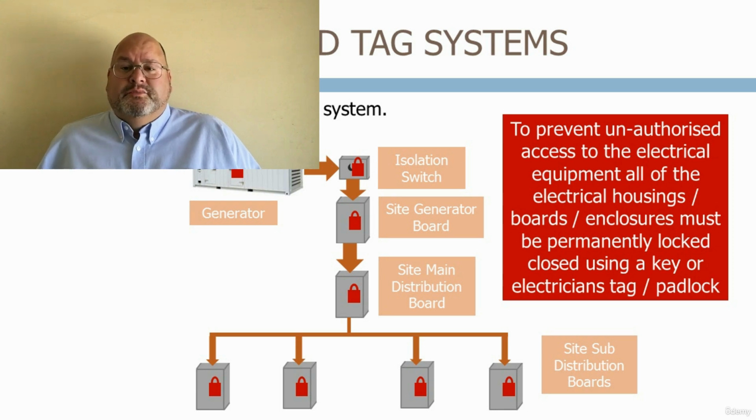The competent electrical person needs to take control of their electrical system and make sure that no one else can access any live terminals or equipment, make any modifications, or put themselves in harm's way. The only way to achieve this is by locking off all electrical enclosures.